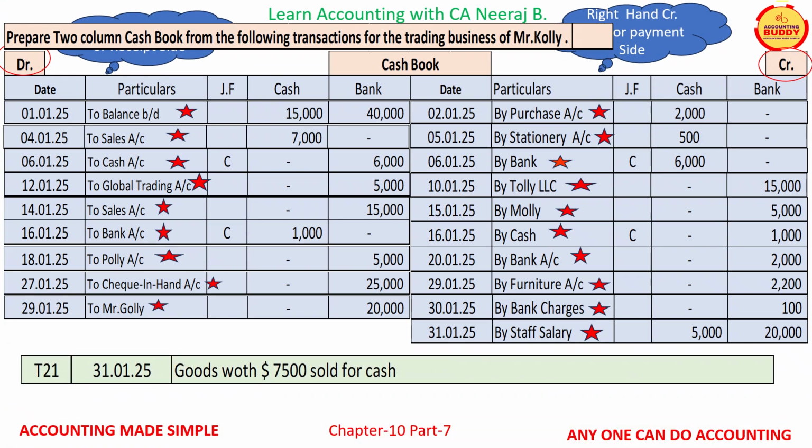Transaction T21 is on 31st January 25, business sold goods in cash for $7,500. Since it is a receipt transaction, it will be recorded in the cash column on the left hand debit side of the cash book for $7,500 on 31st January 25 by writing the words to sales account.